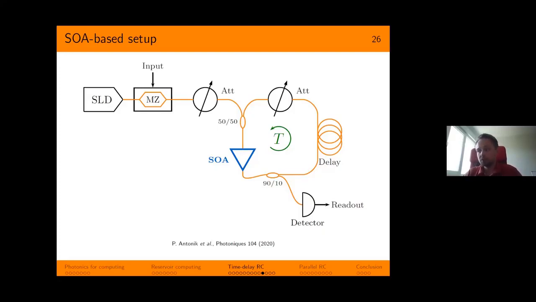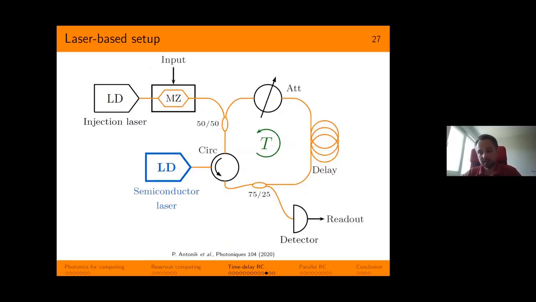Now, let's say that we want to go faster. What should we do? Well, to do that, we need to shorten this delay line, get faster components and get new optical components with fast dynamics. And a good example of an optical device with very fast dynamics is a laser, or more exactly, a semiconductor laser.